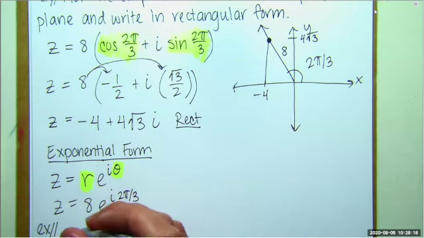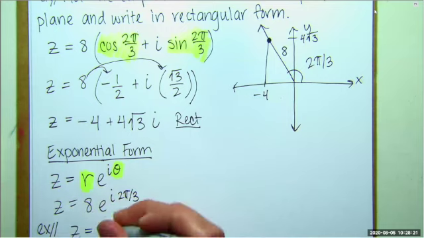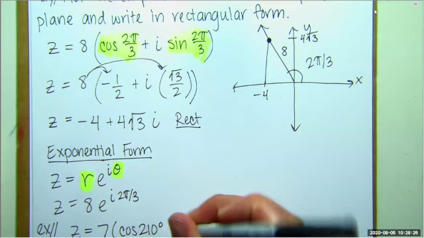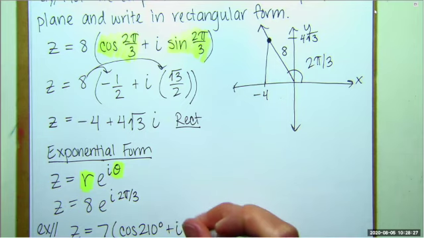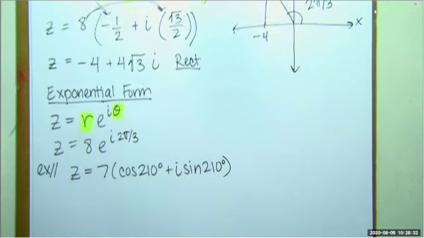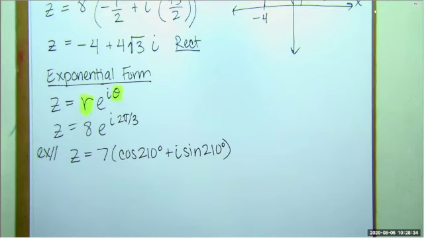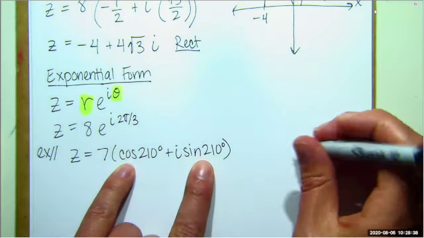So same question, but now we'll do it for z is equal to 7 times cosine of 210 plus i sine of 210. So same question. We'll write the complex number in the complex plane, and then we'll write it in rectangular form. Okay, so the first thing I'll do is I'll plot it.